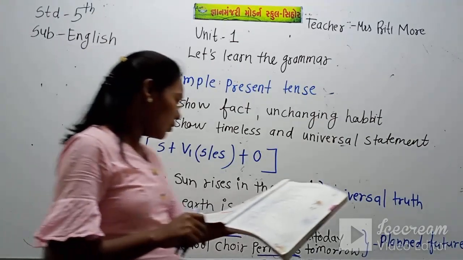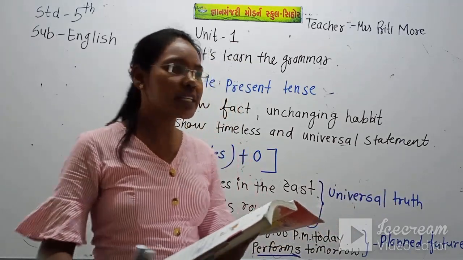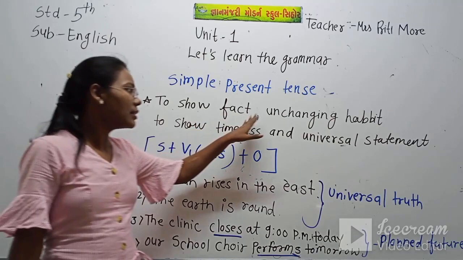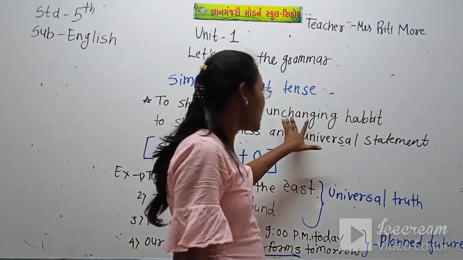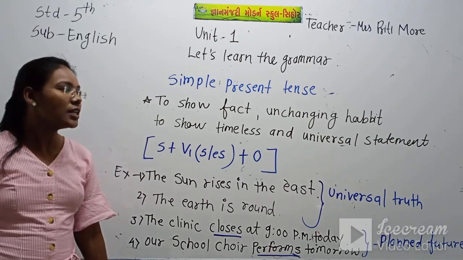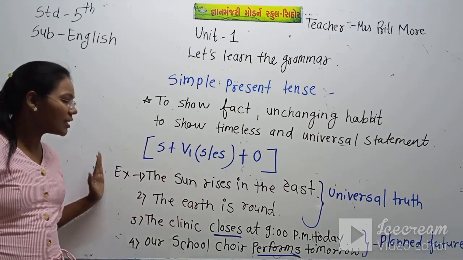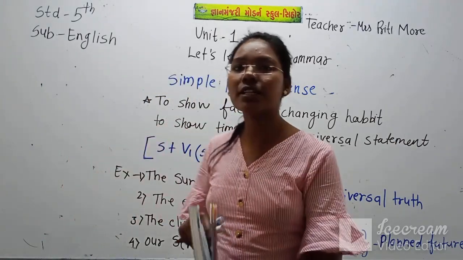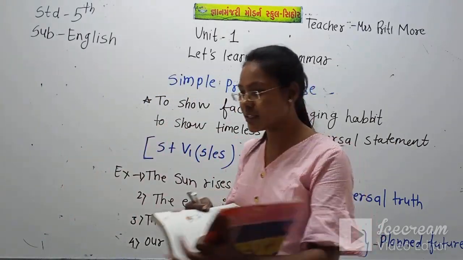So here we have learned when we use simple present tense. We use simple present tense to show the fact, to show the unchanging habits, and to show timeless and universal truth. This all we have seen with the example. Now let's make more sentences which will come in the simple present tense.